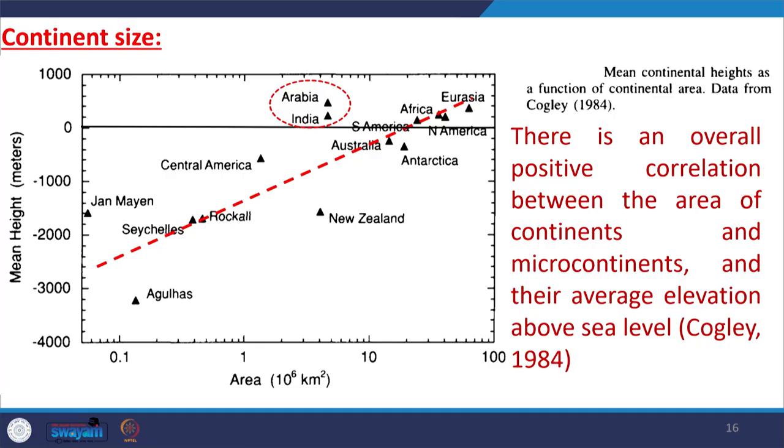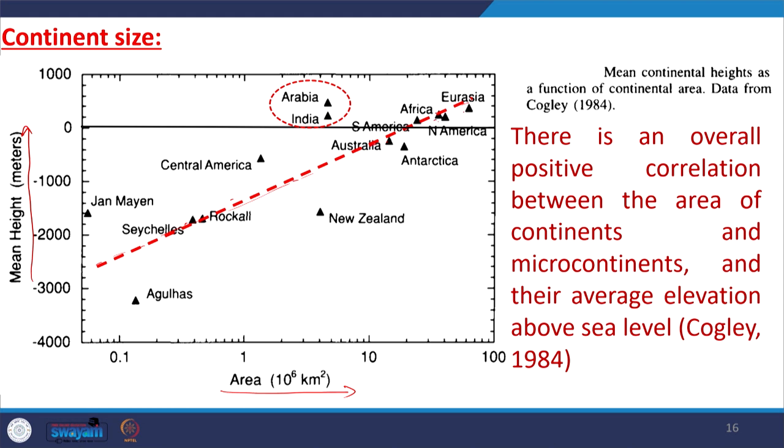Then the size of the continent: how the size of the continent varies, why it varies, and how it affects the height of the continent. If you see here, there is a graph of the mean height in meters of the continents against their area in square kilometers. This line represents Eurasia, Africa, then South America and Australia. All these continents lie on the line.